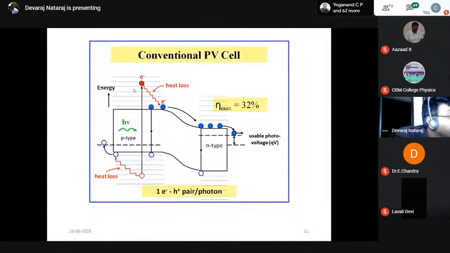Because of that, it is expected that the lifetime of the electrons in the higher energy state will be much larger. But in practice, there are some drawbacks coming into the picture, and one has to really understand and address the problem so that the efficiency of the device can be improved.